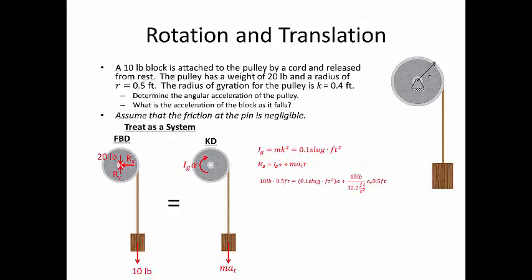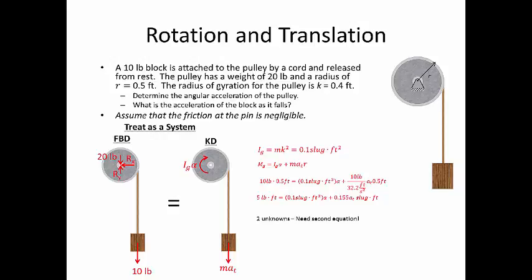If we plug in what we know, our moment is equal to 10 pounds times the perpendicular radius arm of 0.5 feet. That is equal to our mass moment of inertia, 0.1 slug feet squared, times our angular acceleration, plus our mass, 10 pounds divided by 32.2 feet per second squared, times the acceleration, times the radius arm of 0.5 feet. We can simplify this slightly to this condition. However, we have one equation with two unknowns. We're going to need a second equation.